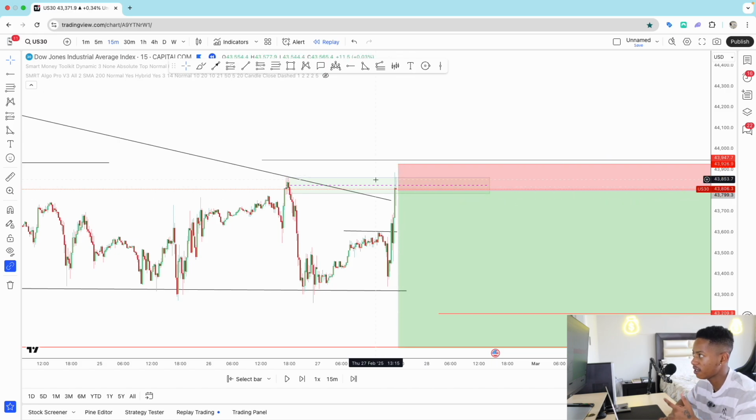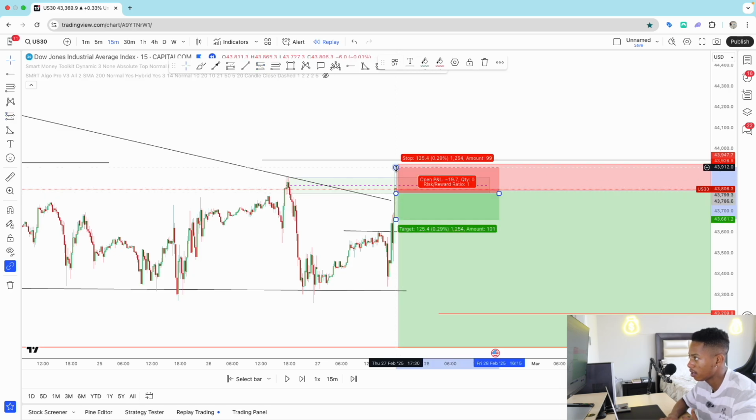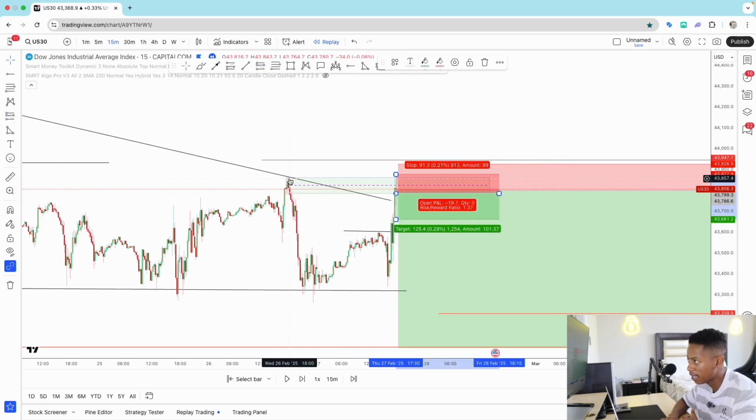When price was here at first, initially the first trade that I was in, I had my sell limit actually here. I had my stop loss just above here at the previous lower high, because this area was a lower high.